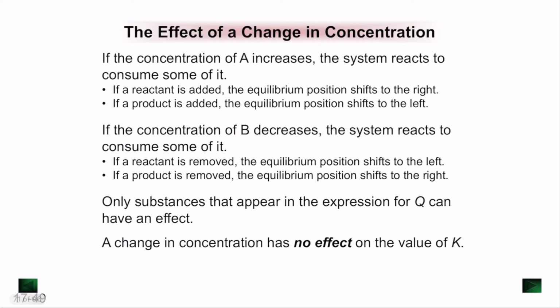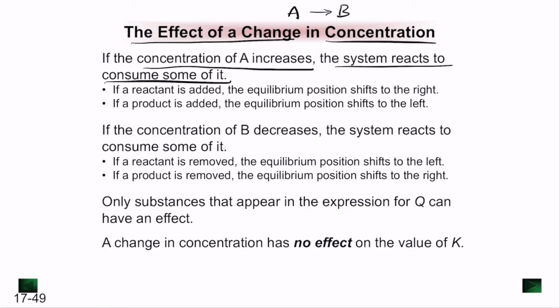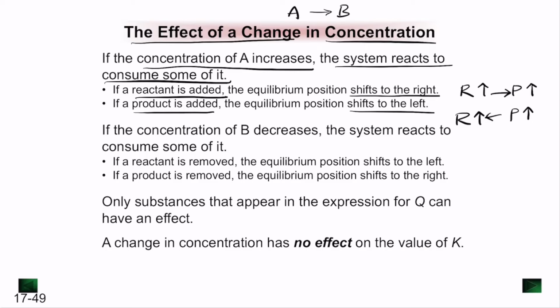So let's take an example. Let's talk about the first effect, the effect of change in concentration. Now let's consider a reaction where you have A to B. Now if the concentration of A increases, the system reacts to consume some of it. So if you add a reactant, the equilibrium position shifts to the right. If you add a product, the equilibrium position shifts to the left. So when you add a reactant, it shifts to the right, which means it increases the product. When you add a product, it increases the amount of reactant. So these two are the ones that generally occur.